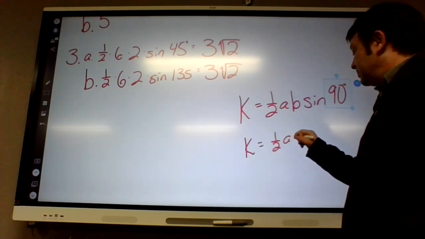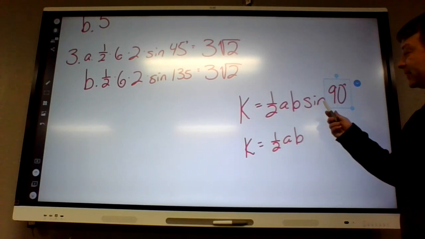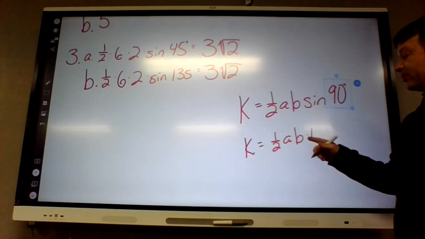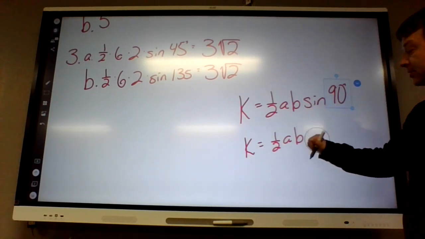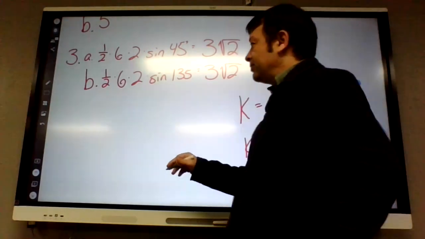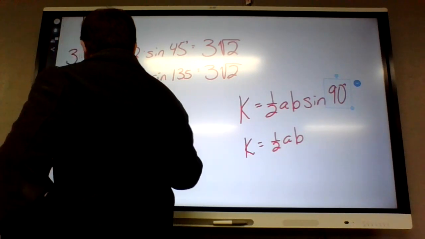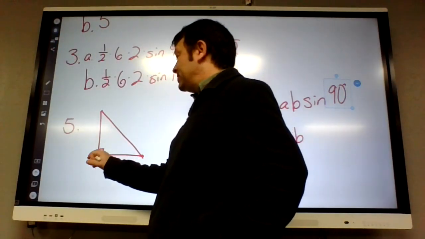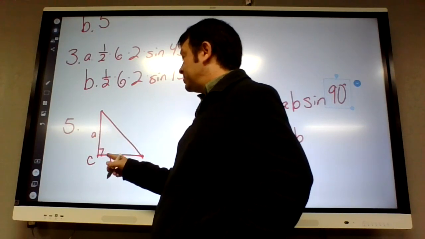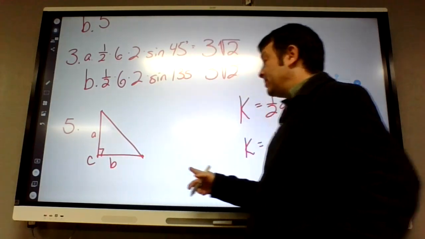So if the angle is 90 degrees, it's going to be 1. Multiplying by 1 doesn't really do anything, right? So the formula just becomes 1/2 AB. Why would the formula just be that? Because if your angle is 90 degrees, you can just use the 2 sides of the triangle as your base and height. So it's just base times height divided by 2.